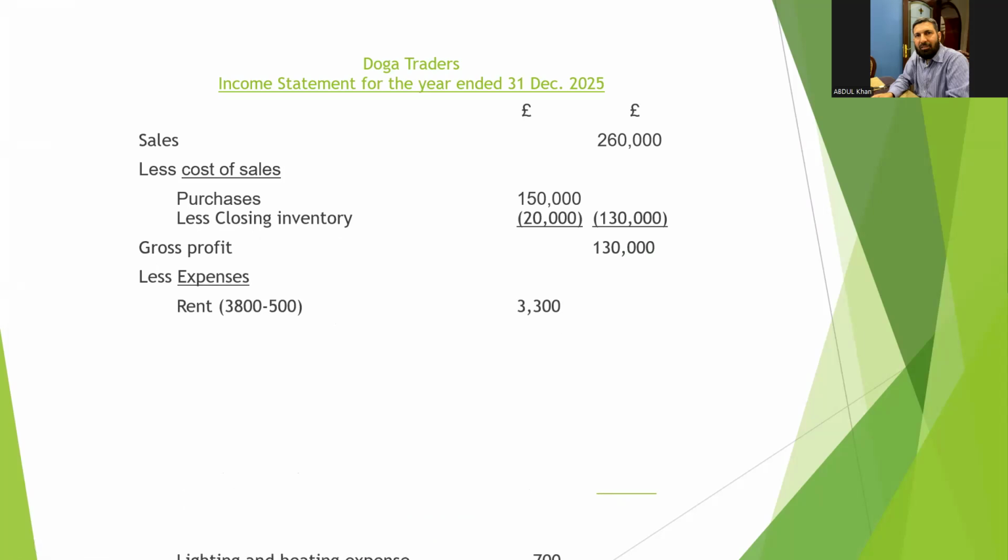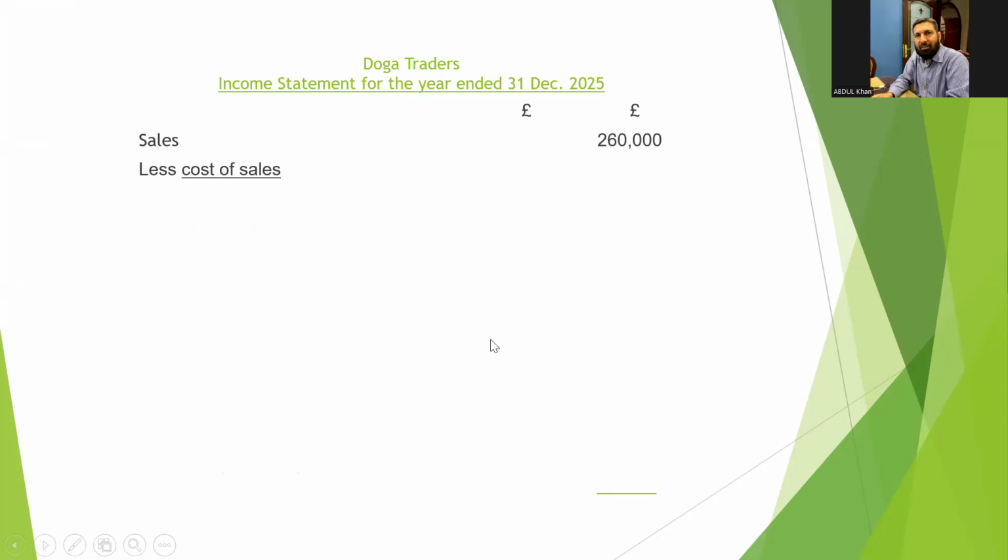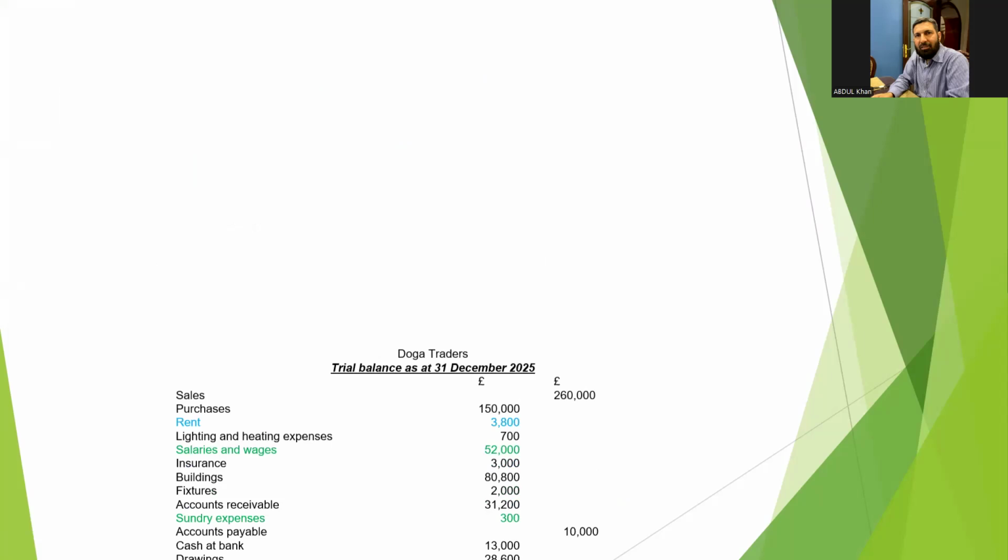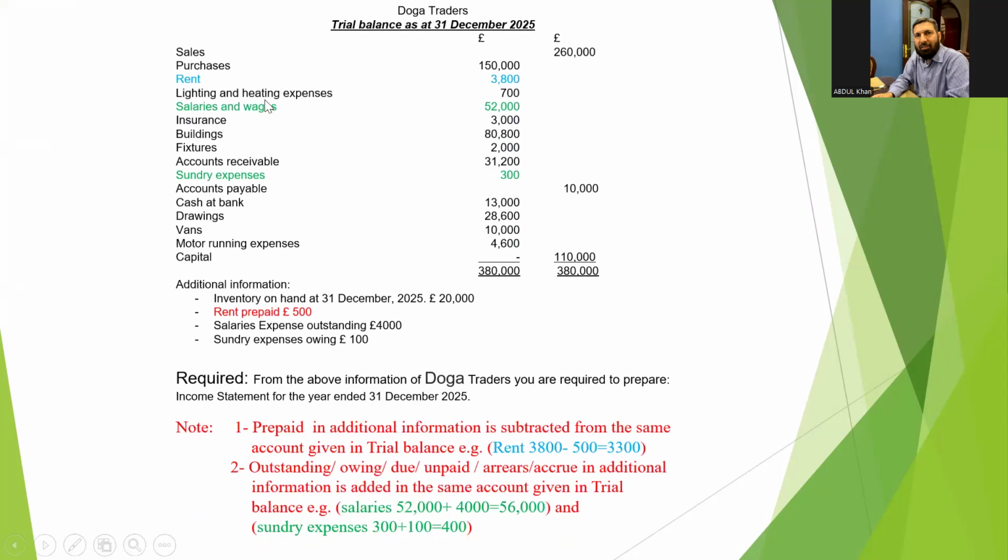And then next is lighting and heating, 700. How did you get 700? You go back and see here, lighting and heating expenses 700. Because there is no additional information for lighting and heating, you will write it directly. There is no need for any adjustment. You have insurance how much? 3,000. There is no insurance in the additional information, so you will write directly.